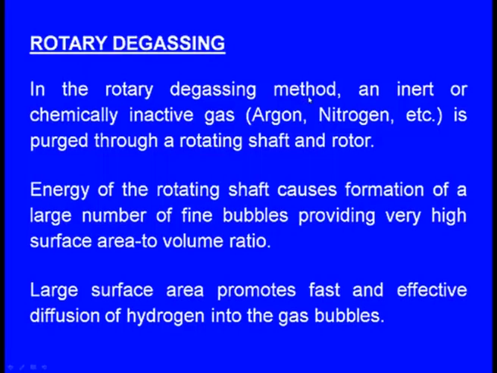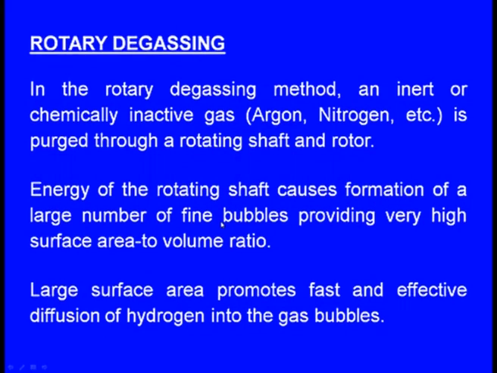Next one, the rotary degassing. In the rotary degassing method, an inert gas or a chemically inactive gas like argon or nitrogen is purged through a rotating shaft and rotor. Energy of the rotating shaft causes formation of a large number of fine bubbles, providing a very high surface area to volume ratio. Now this large surface area promotes fast and effective diffusion of hydrogen into the gas bubbles.